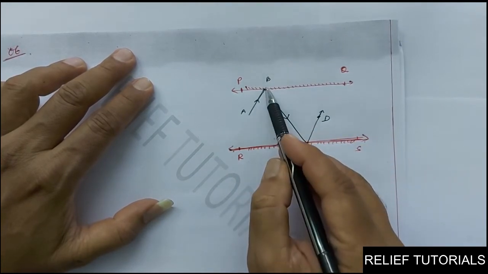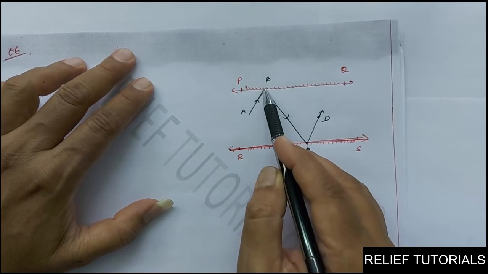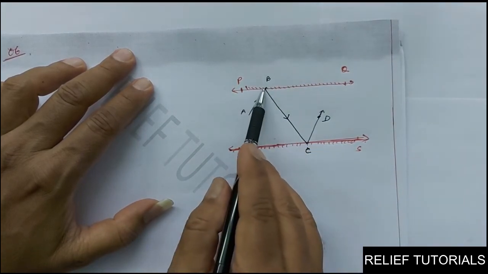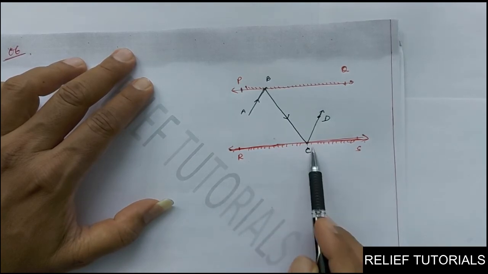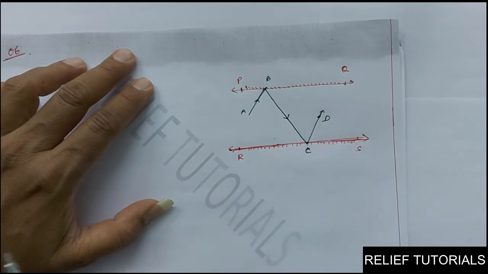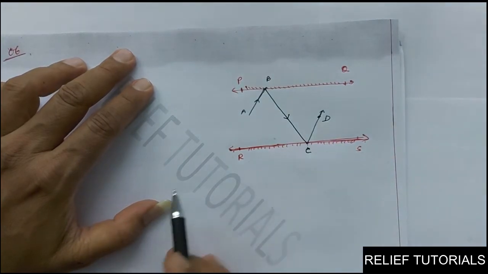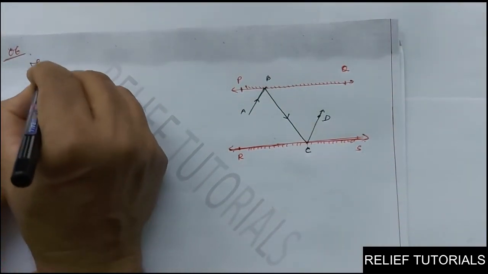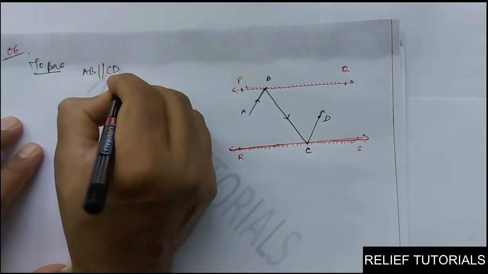So AB is an incident ray. It will strike the mirror PQ at point B, then it will be reflected back, and the reflected ray will travel along the path BC and it will strike mirror RS at point C. Again it will be reflected back along the path CD. You have to prove that this AB is parallel to CD. So what you have to prove? You have to prove that AB is parallel to CD.